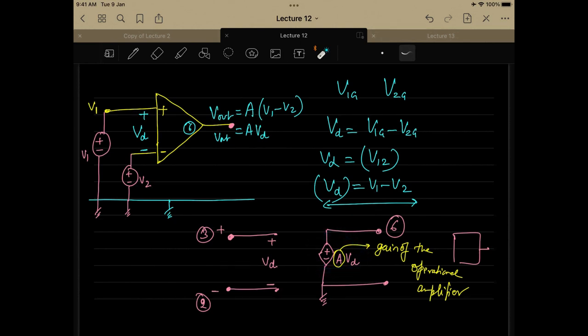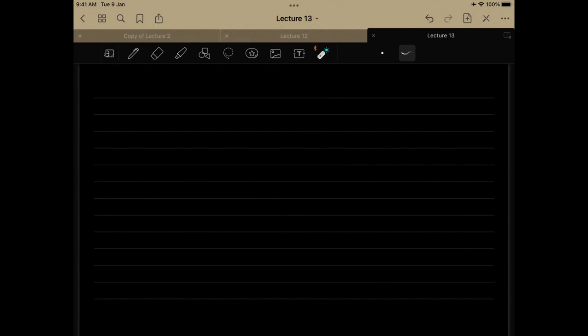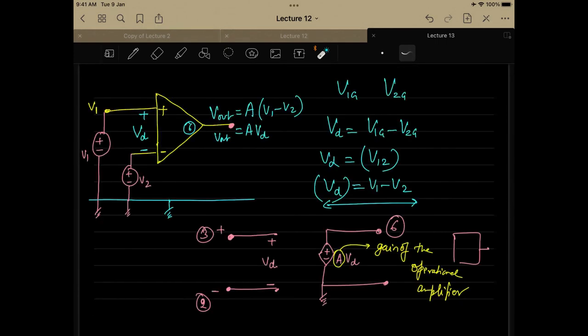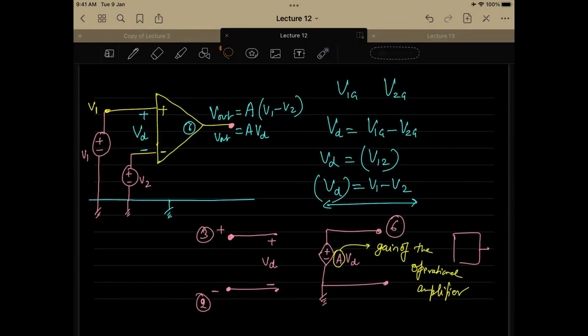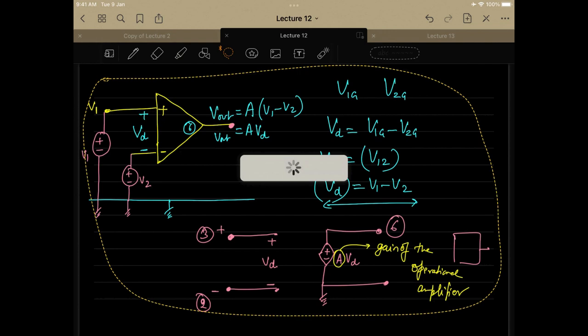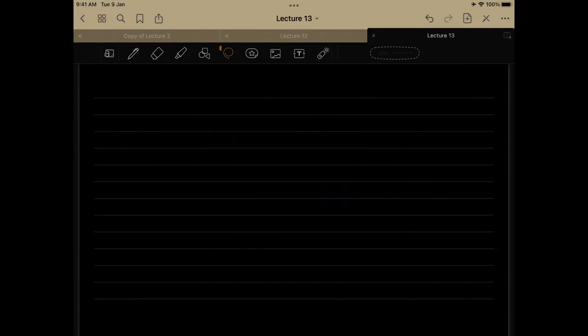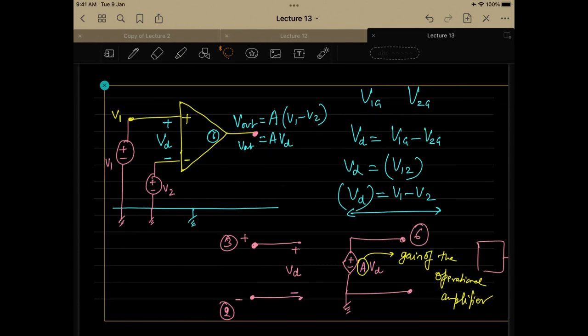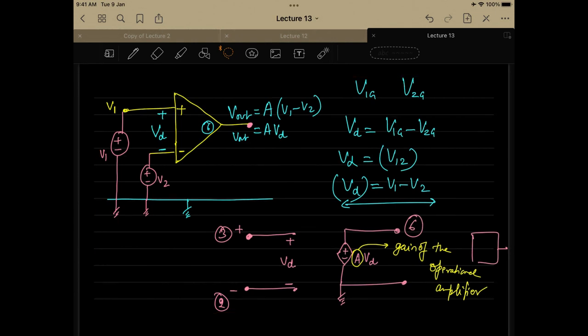Okay, so today we will go a little further. So let me copy this again so that I can explain something more on this here. Just a second. Sir, is this ICVS or VCIS? This is a voltage controlled voltage source. Voltage controlled voltage. Yes. Yes, sir, I got it, sir.